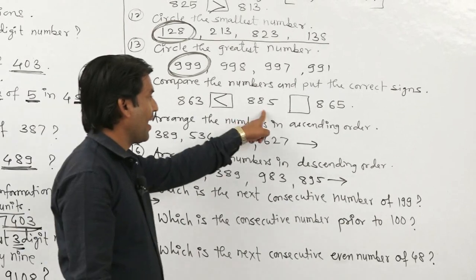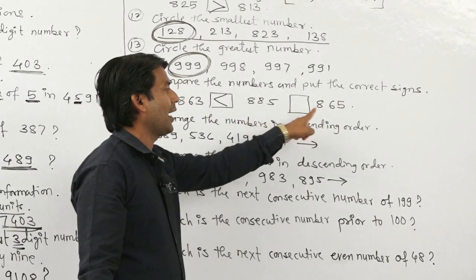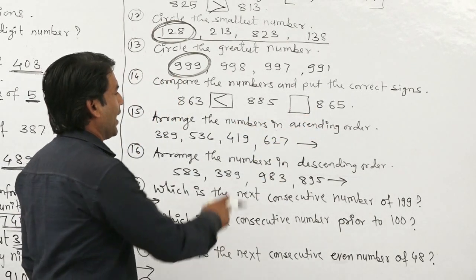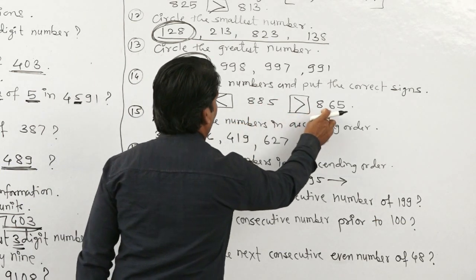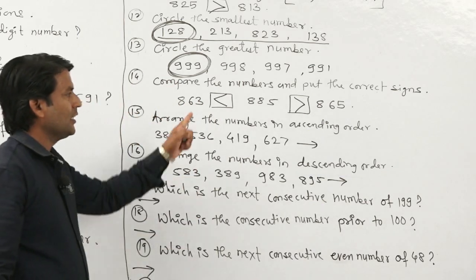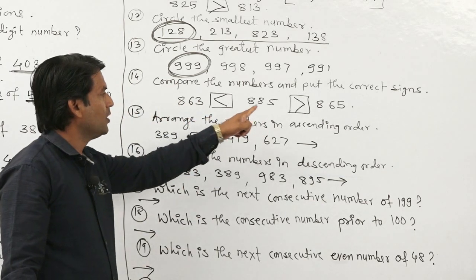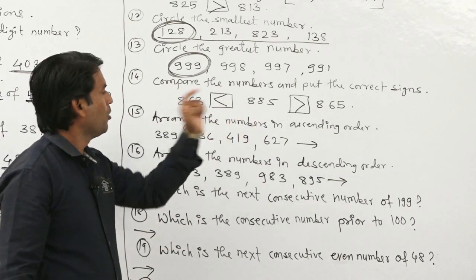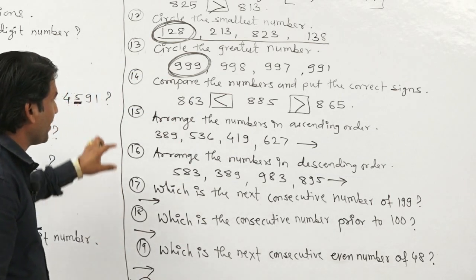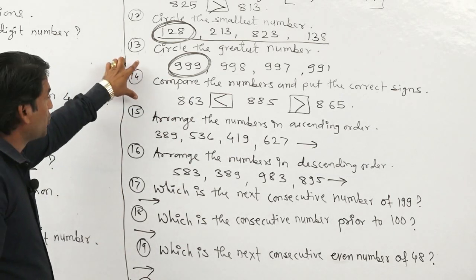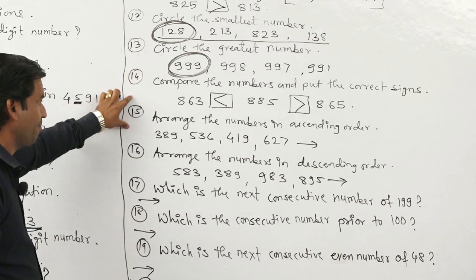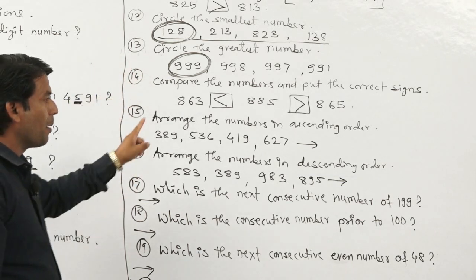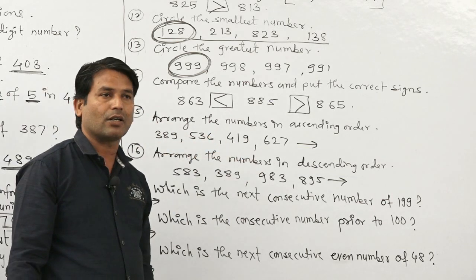So when we compare these 2 numbers, again we can find out 885 is greater than 865. So like this we can put the symbols in the given boxes, okay. Here we have finished which question? Question number 14. Now we will move on to question number 15. Arrange the numbers in ascending order.